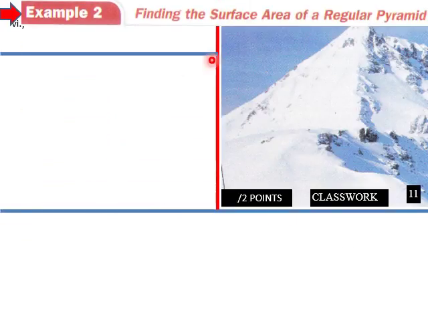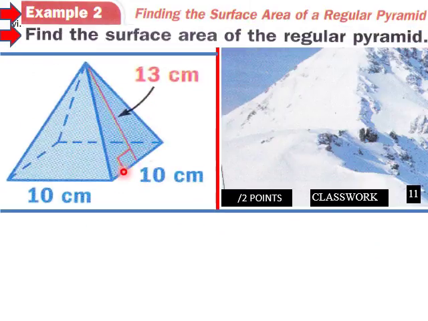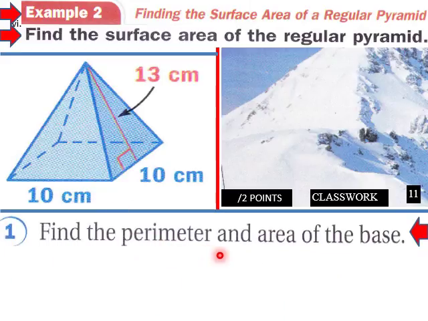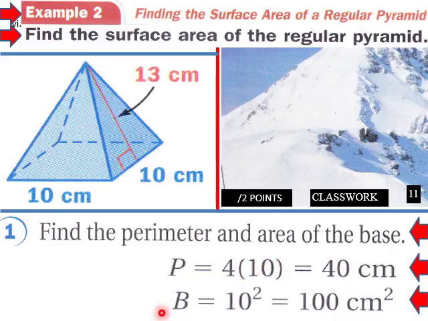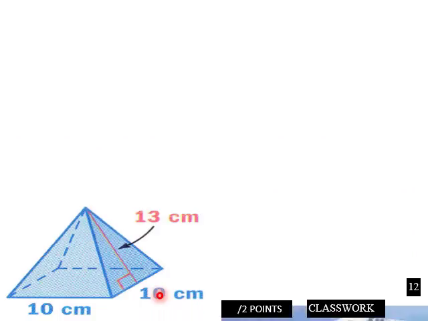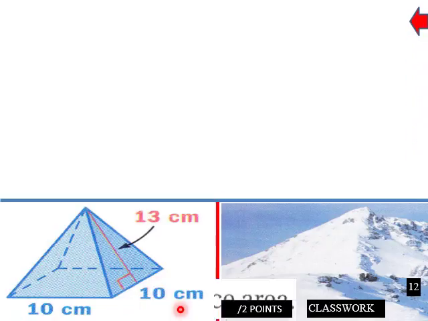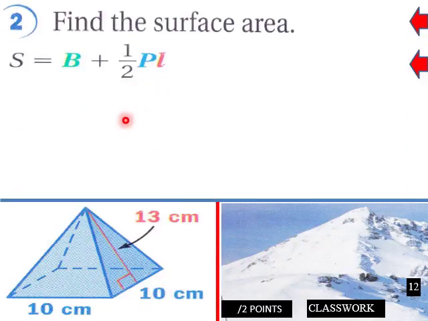Okay, so find the surface area of a regular pyramid. Here we are. Our slant height here. We have a base here, a square base. Find the perimeter and area of the base. So perimeter equals 4 times 10 is 40. So there's our P. And then our base is 10 squared is 100 square centimeters. These are important dimensions.